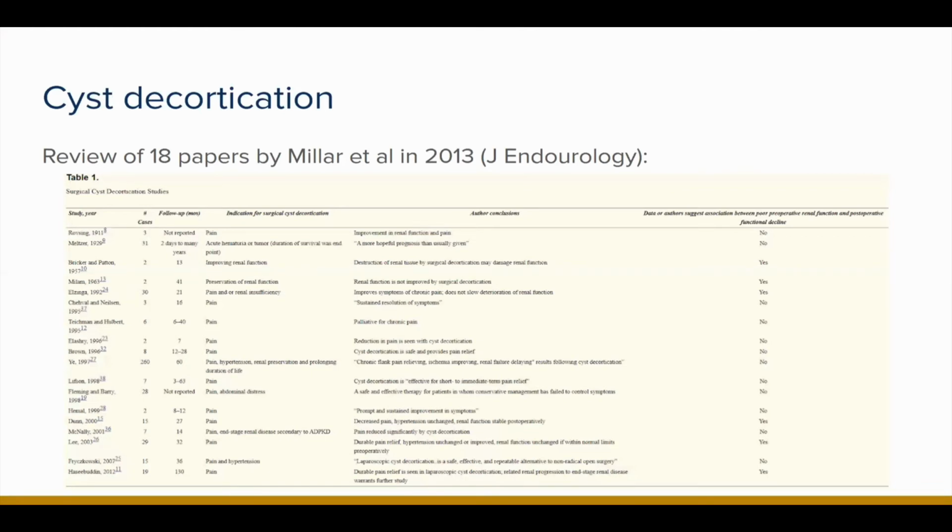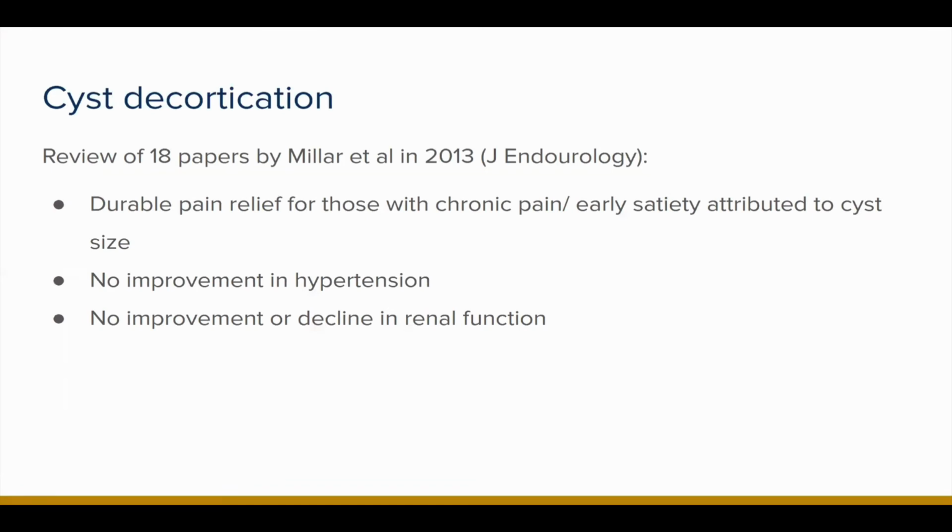And they found that overall, there was durable pain relief for those who received cyst decortication, but particularly they had to be a specific patient population that had chronic pain or early satiety, which could be related to the cyst size. And these were patients that typically tended to have dominant cysts found on imaging or quite large kidneys. However, they found that amongst all these studies, there was no improvement in hypertension with cyst decortication, and there was no improvement in their renal function either. However, importantly, it didn't appear to have a negative impact on their renal function as well.